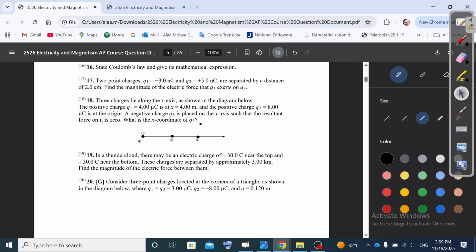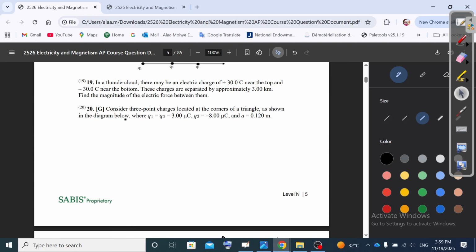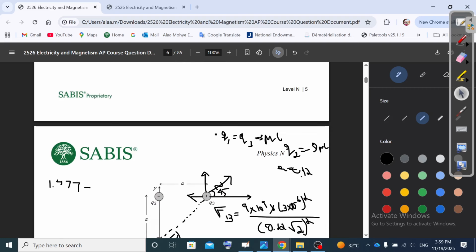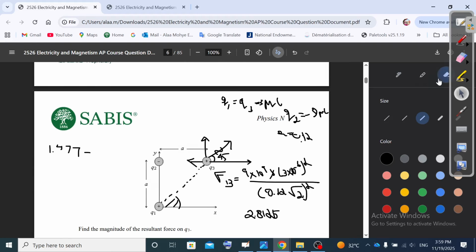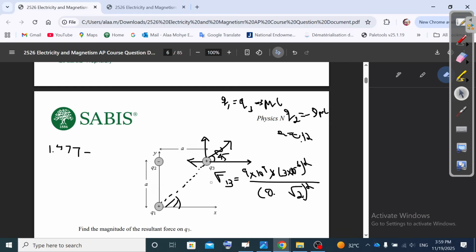Moving on here. Consider 3-point charges located at the corners of the triangles. So I've solved this question before. I just have it here. So I'm going to erase it so I can re-explain quickly.